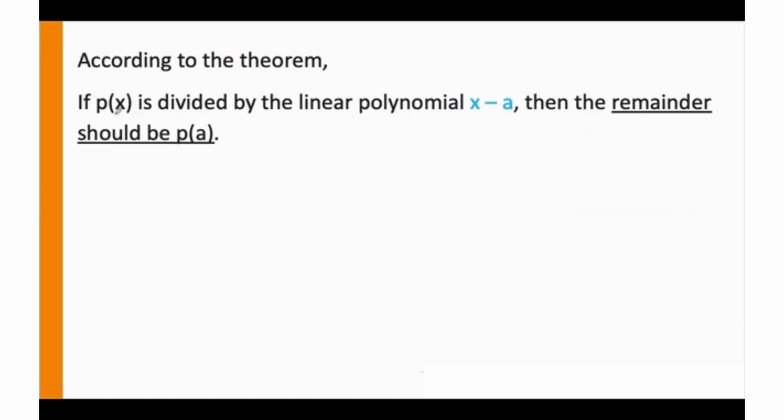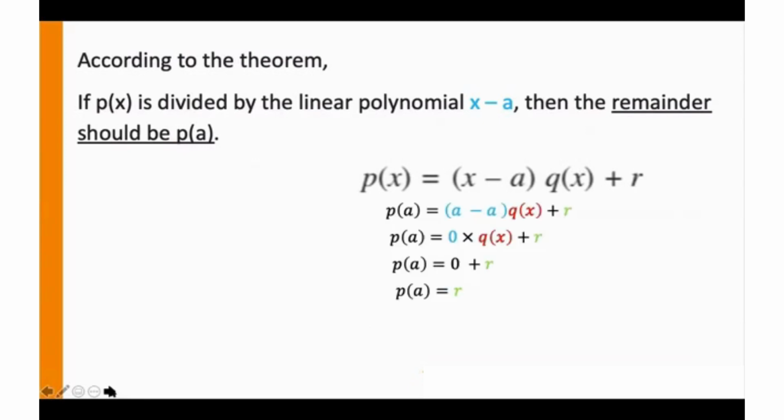According to the theorem, if p of x is divided by a linear polynomial x minus a, then the remainder should be p of a. So we put the 0 of this polynomial, which is a, in place of x. So we have p of x is x minus a into q of x plus r. Let's put a in place of x. So p of a will become a minus a into q of x plus r. R is a constant now.